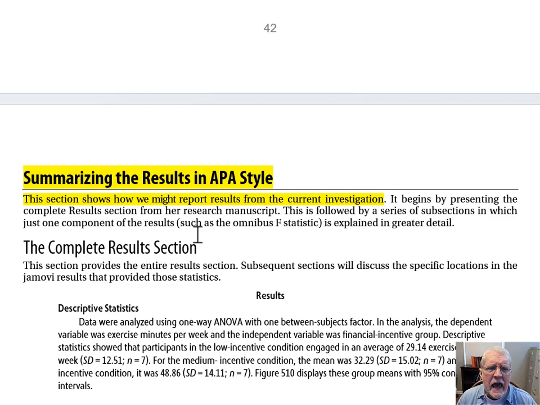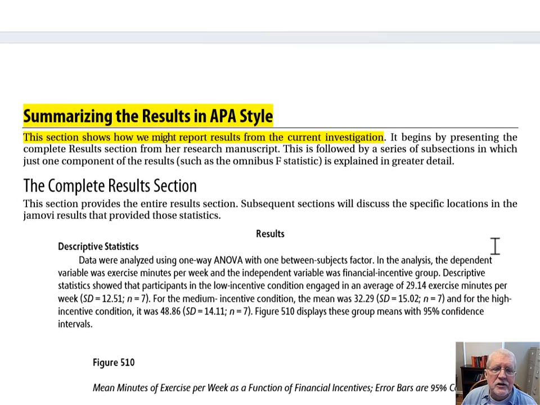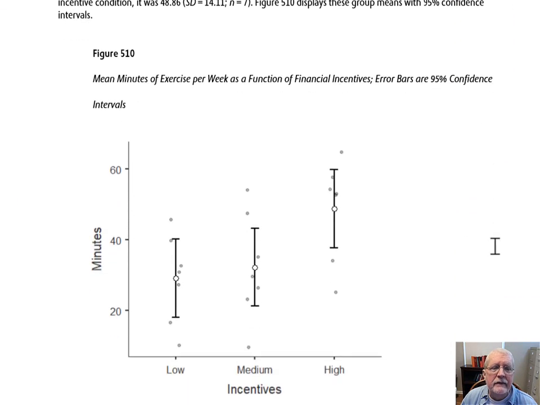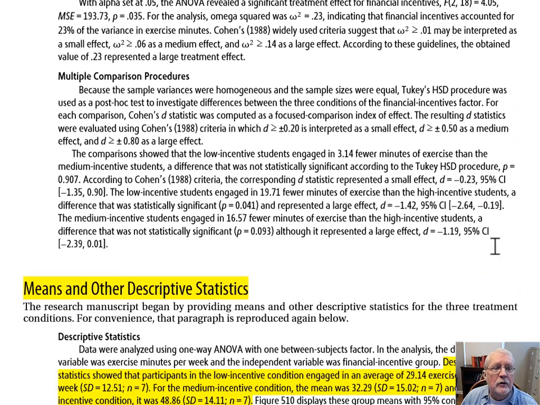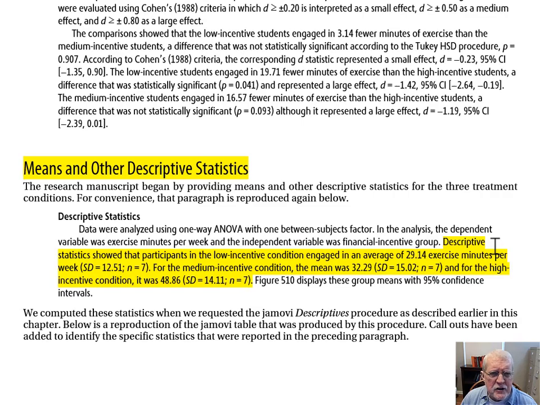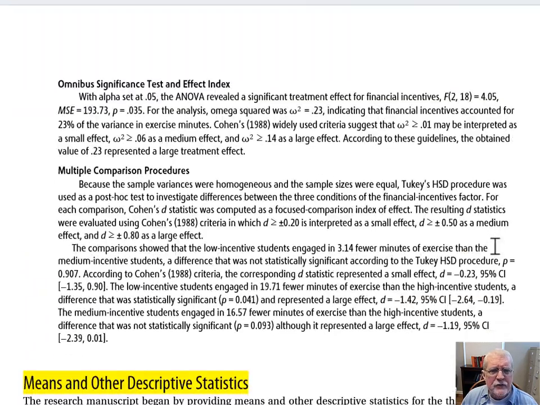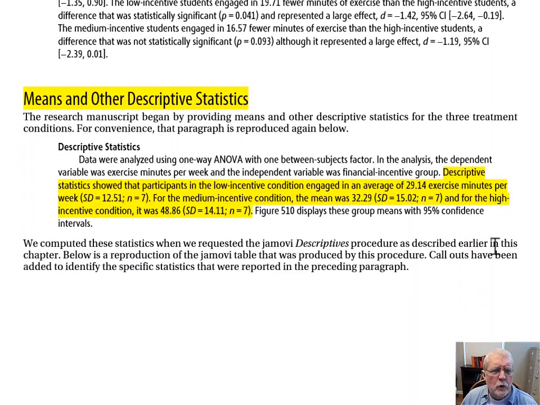This section shows how we might report the results from the current investigation. In the lecture notes, I give you the complete results section, everything put together. We're not going to focus on that. We're instead going to focus on specific sections of it. On page 44, toward the bottom, let's take a look at the place where I reported means and other descriptive statistics.